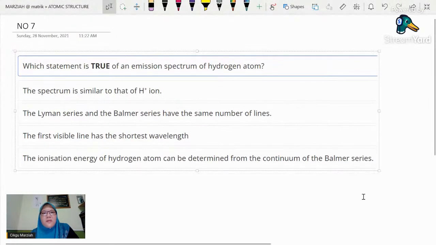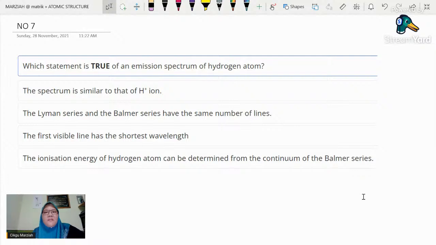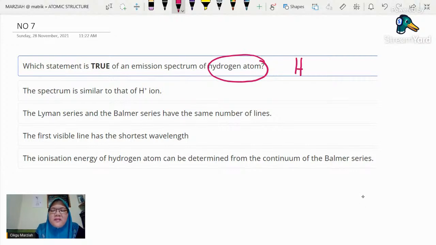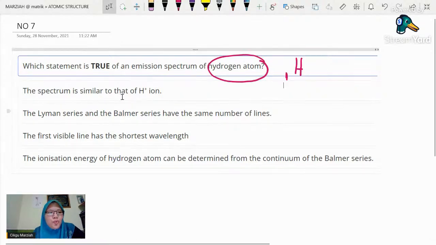Okay, which statement is true of an emission spectrum of hydrogen atom? Remember, hydrogen atom only have 1 electron. Well, proton dia satu, so electron yang transition tu satu. The spectrum is similar to the hydrogen plus ion. Is it true? Hydrogen plus ion. Okay, the Lyman series and the Balmer series have the same number of line. So not necessarily.